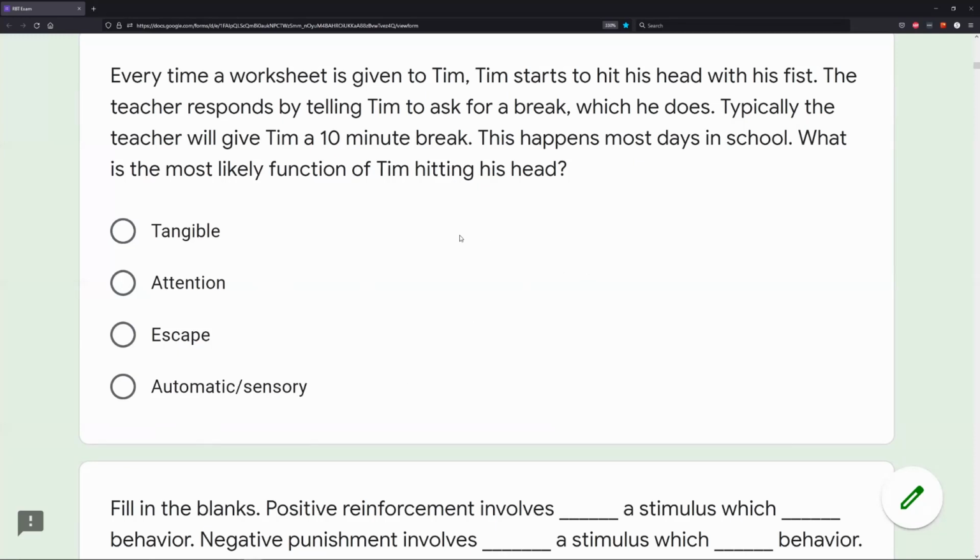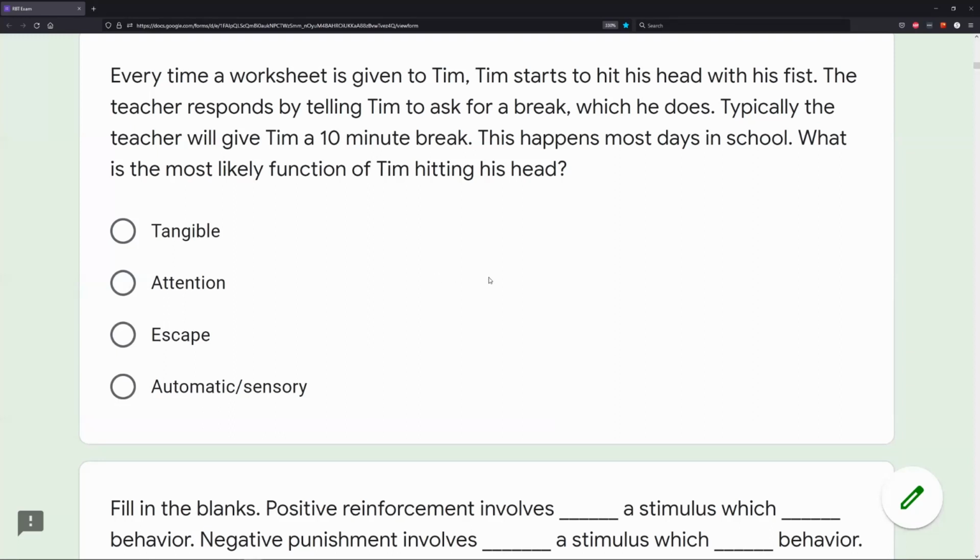So in this case, what is Tim doing, right? Tim is fine and is given a worksheet. He hits his head with his fist. He gets a break. What is Tim doing? Is he trying to obtain some sort of tangible item? Well, no, he's not trying to gain an iPad or gain reinforcement, okay? He's trying to get away from this worksheet, right? Based on the information given, that's what it seems to be the case, right?